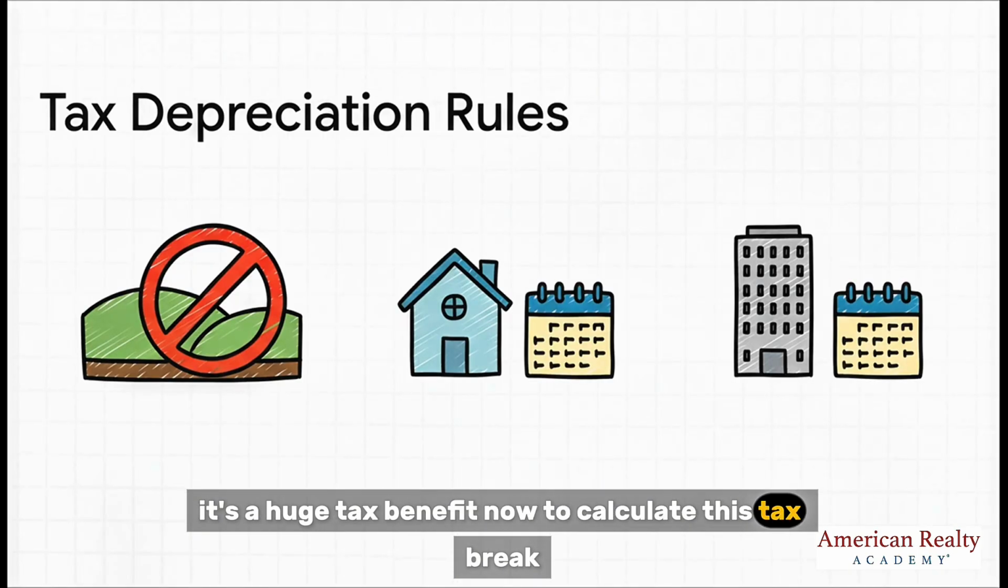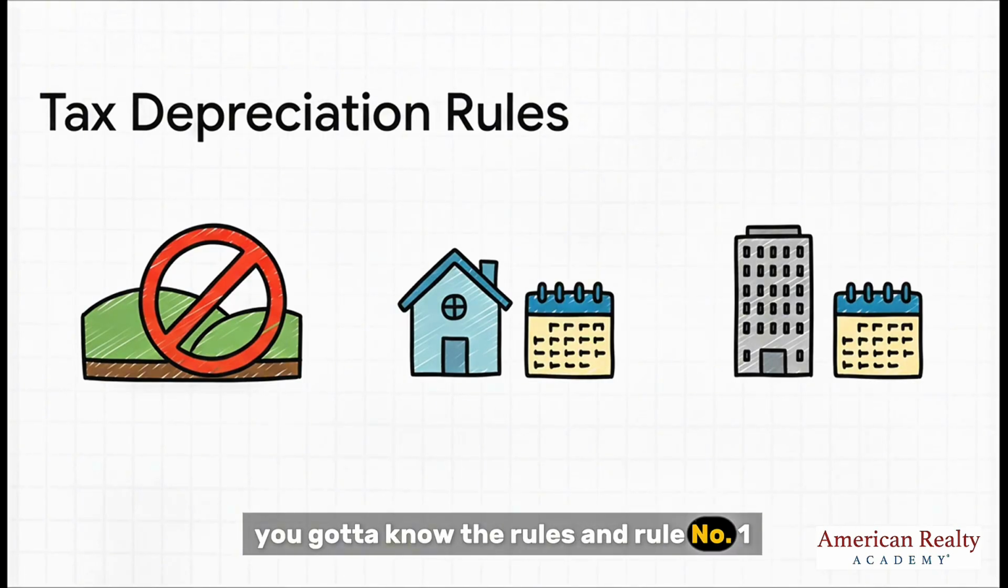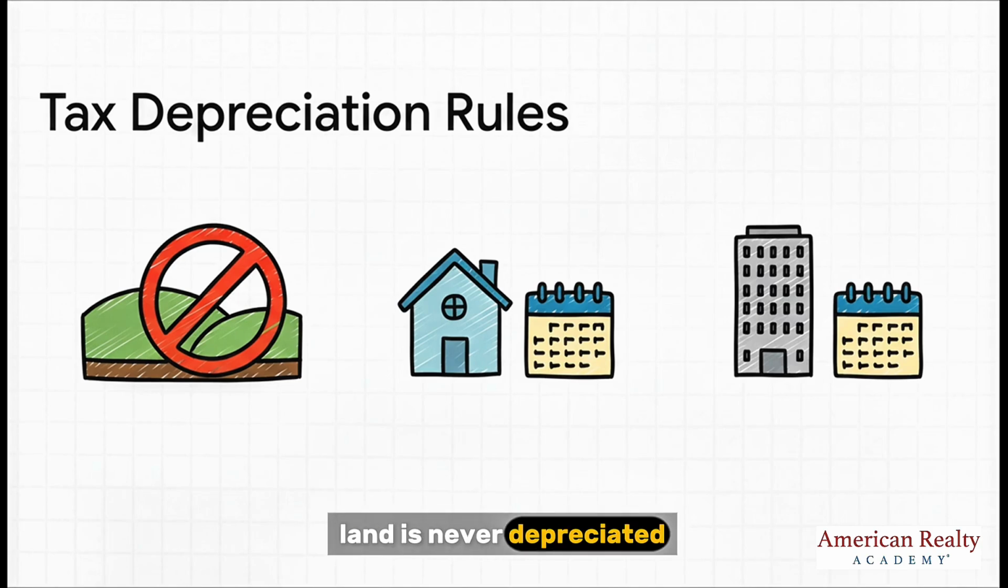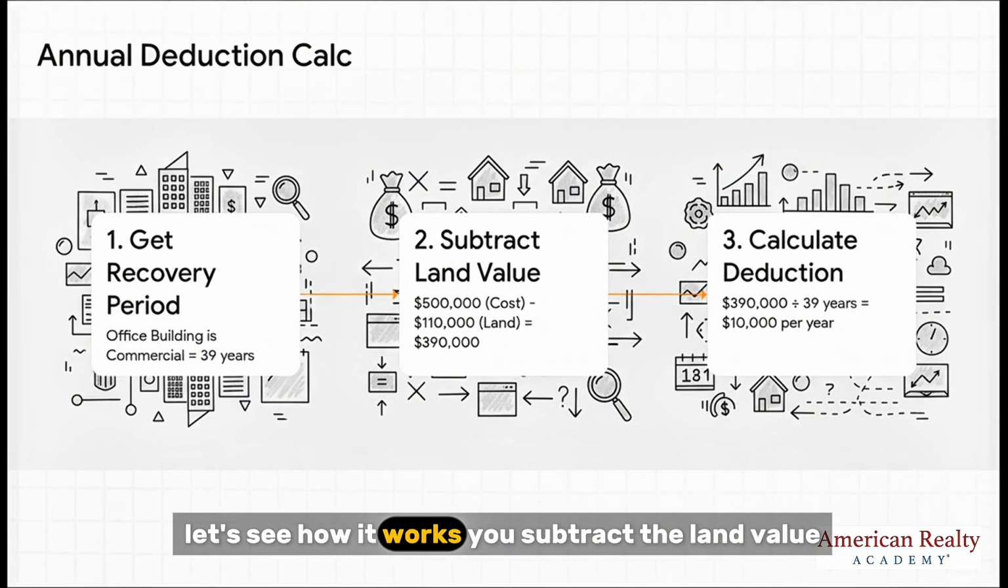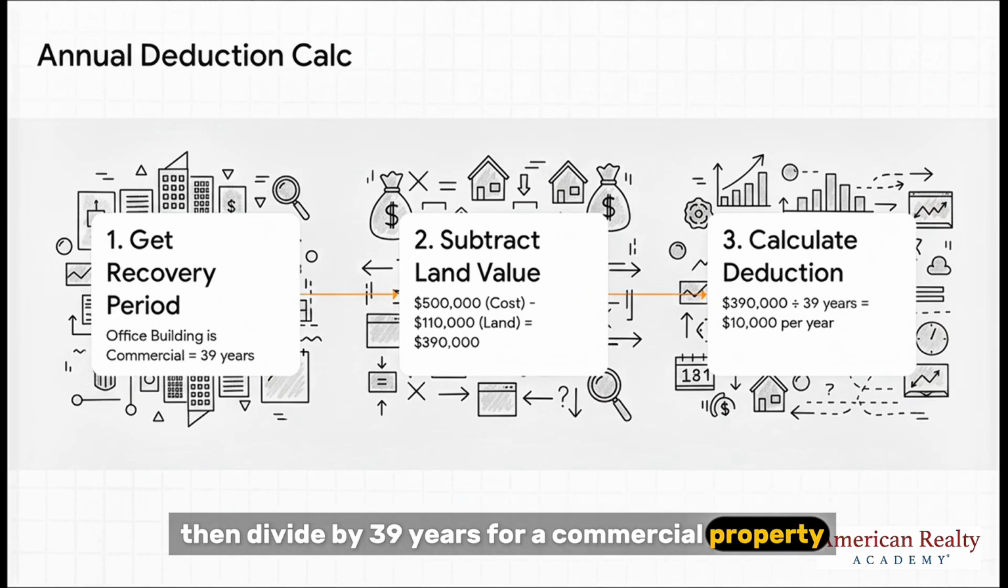Now, to calculate this tax break, you've got to know the rules. And rule number one, land is never depreciated. Let's see how it works. You subtract the land value, then divide by 39 years for a commercial property.